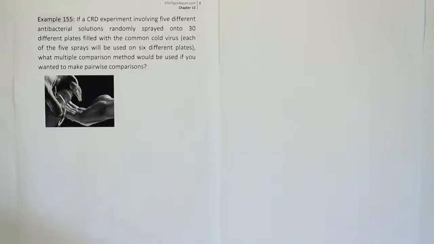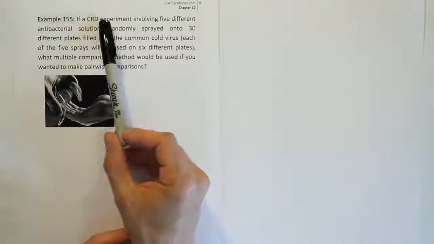Okay, so what they're asking us simply is, after the end of the completely randomized design experiment, once we've finished running the ANOVA test, let's assume that we reject the null hypothesis. We say that there's differences between the means. We want to decide which means are actually different from one another. They're asking what multiple comparison procedure would we use.